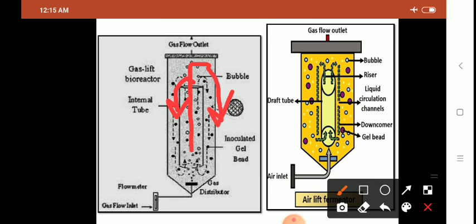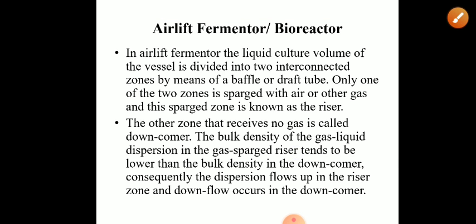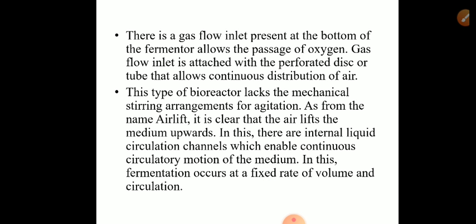Because of this continuous motion, up in the riser tube and down in the downcomer tube, the contents of the media are mixed. This is how mixing is done by the riser and downcomer. There is a gas flow inlet at the bottom of the fermenter which allows the passage of oxygen or gas. The gas flow inlet is attached with a perforated disc or tube that allows continuous distribution of air.